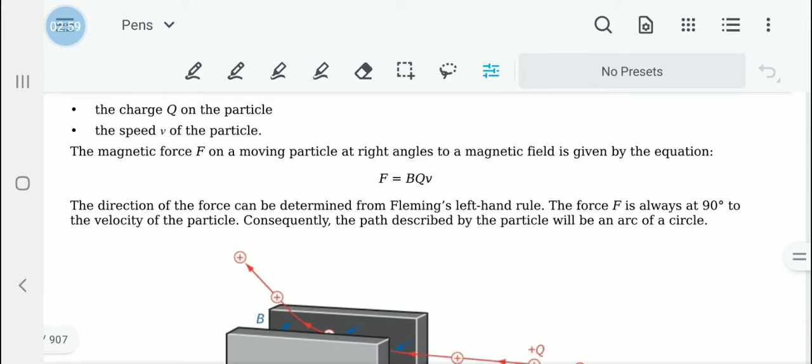As a result, the magnetic force F on a moving particle at right angles to a magnetic field would be given by F equals BQV.